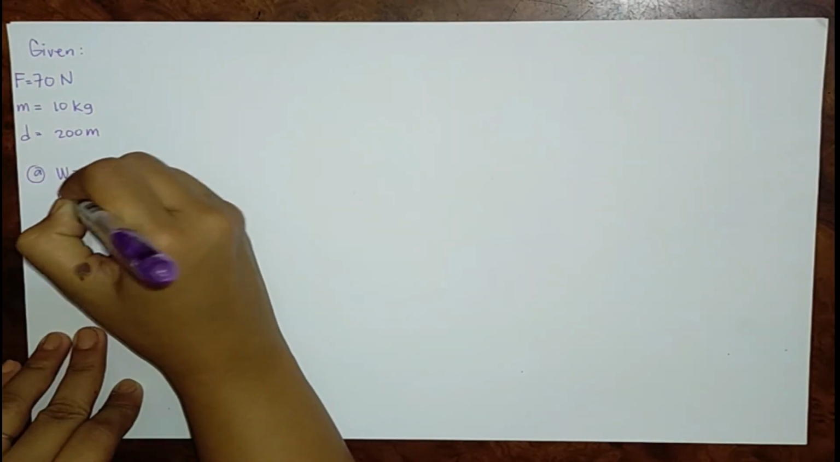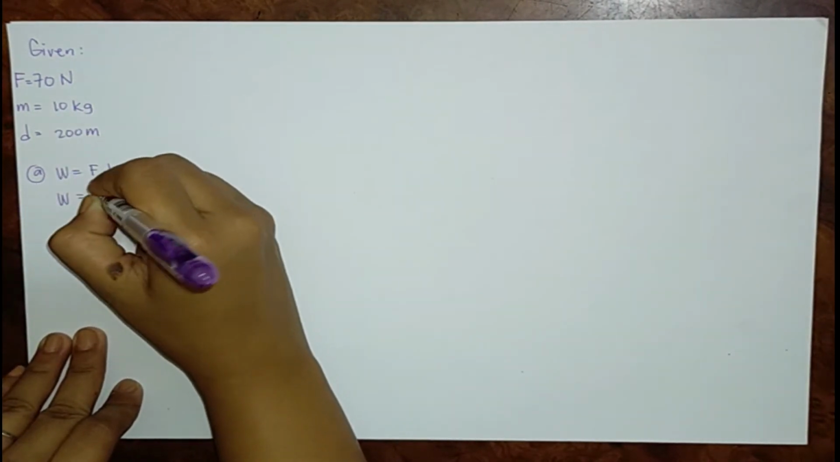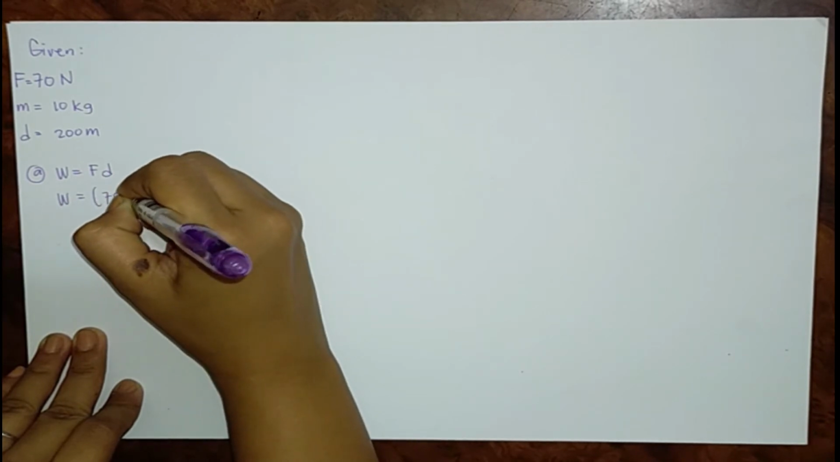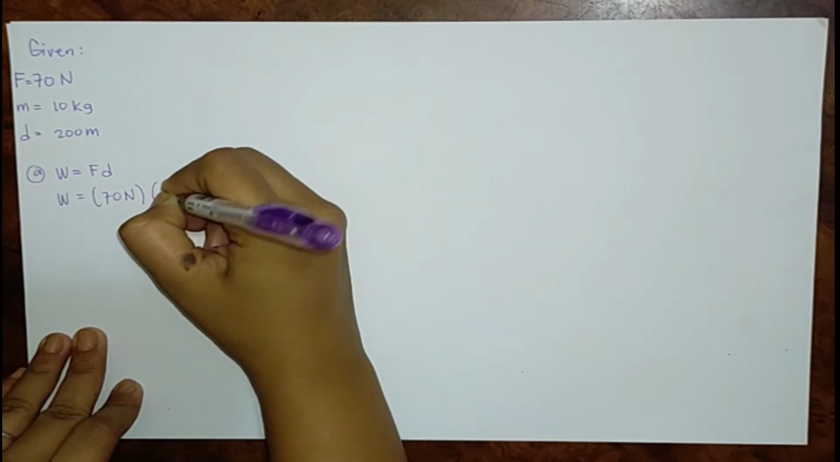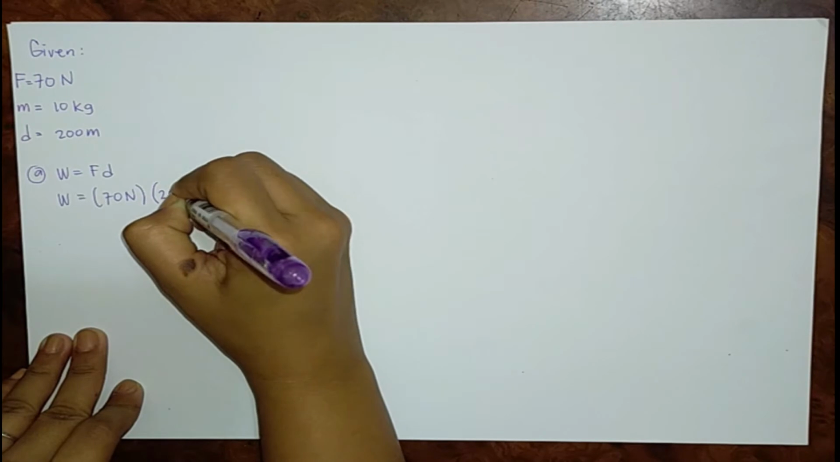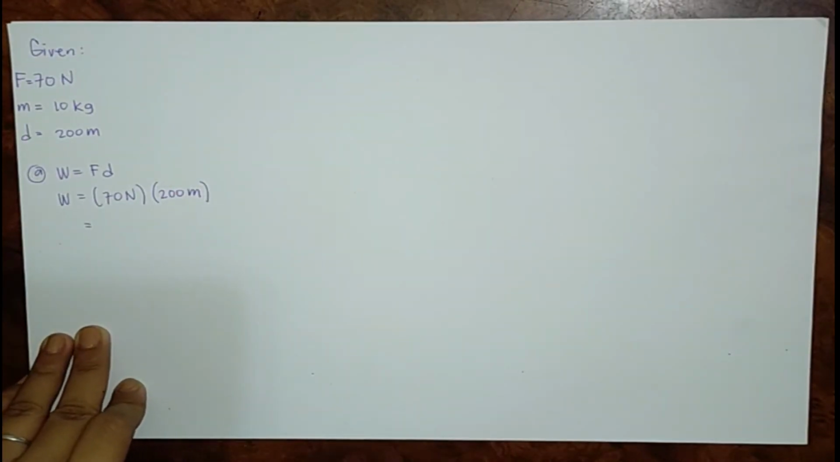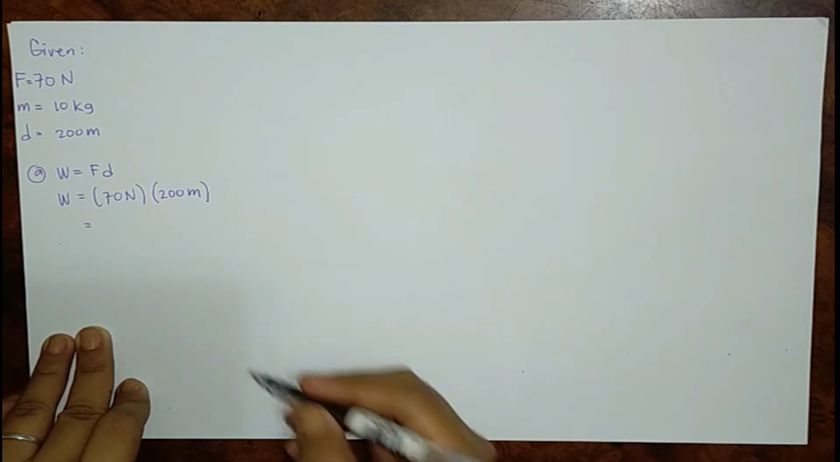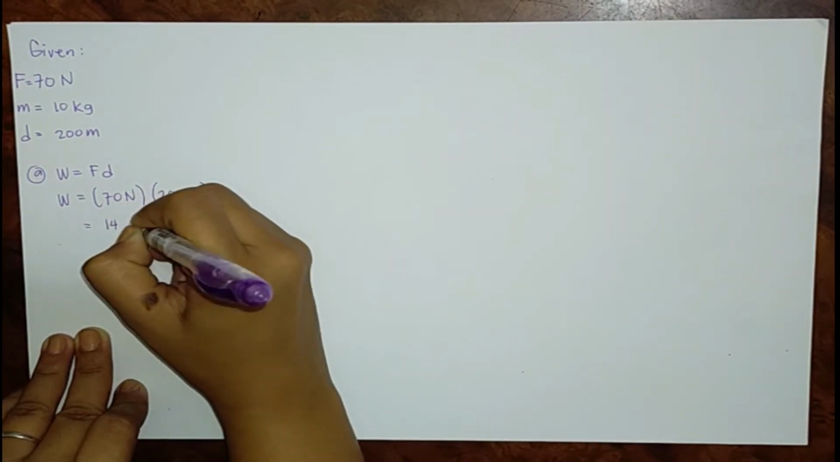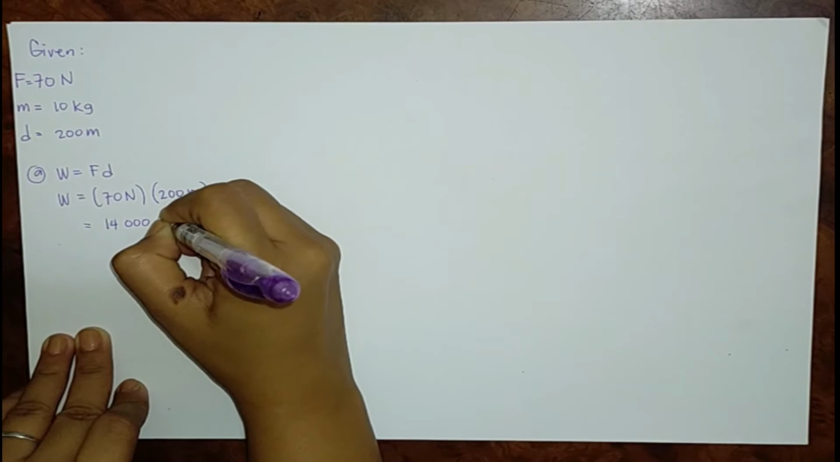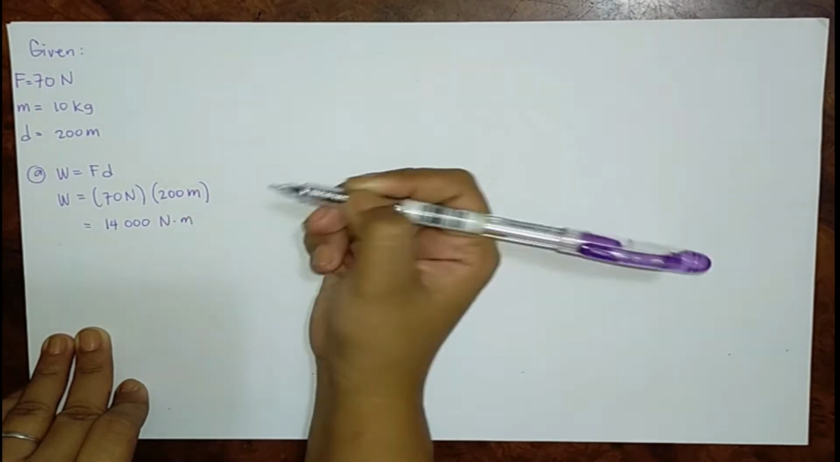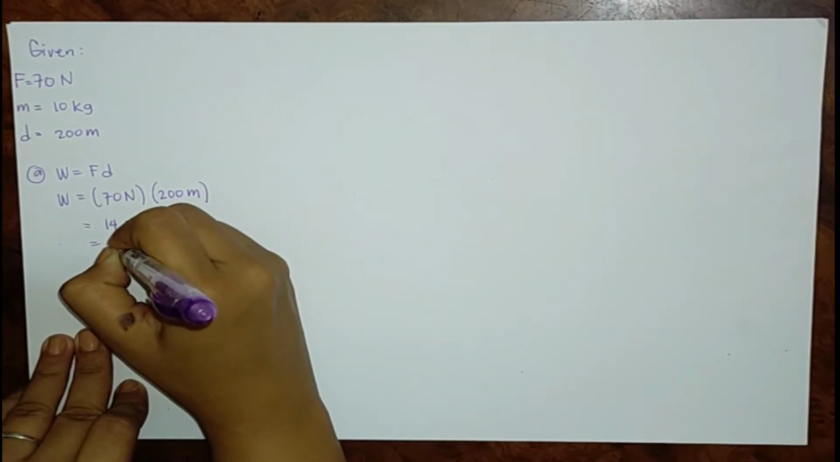So work is equal to 70 newtons times 200 meters. Just simply multiply the two values. We have 14,000 newton meter or 14,000 joules.